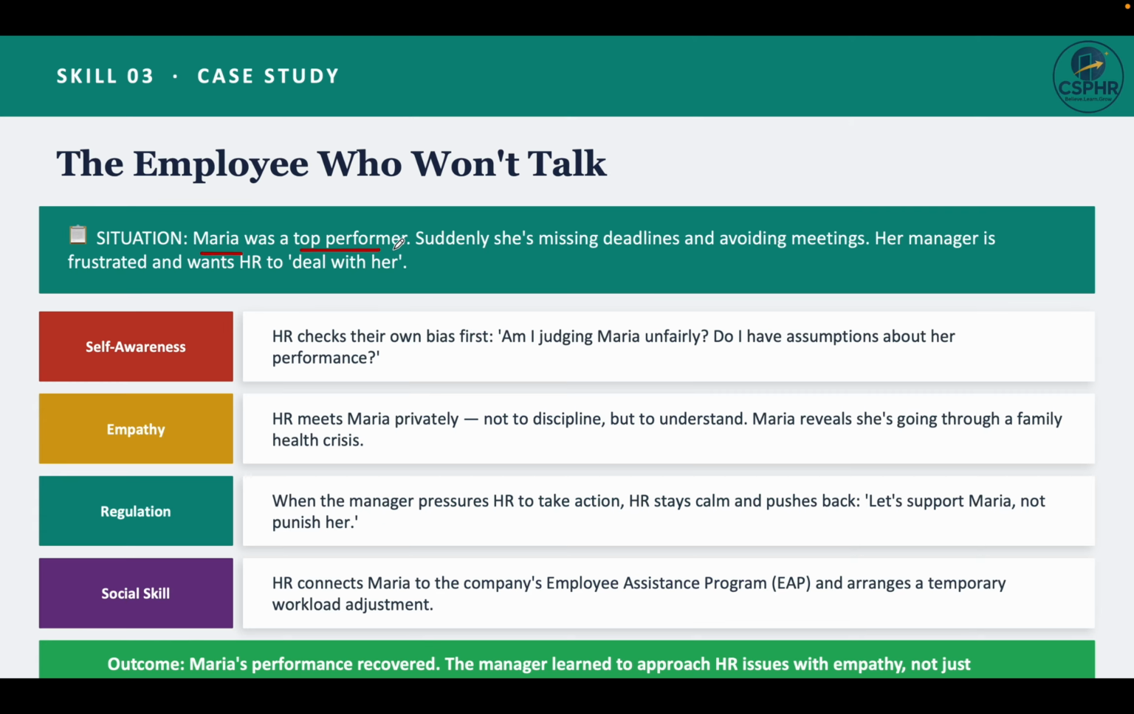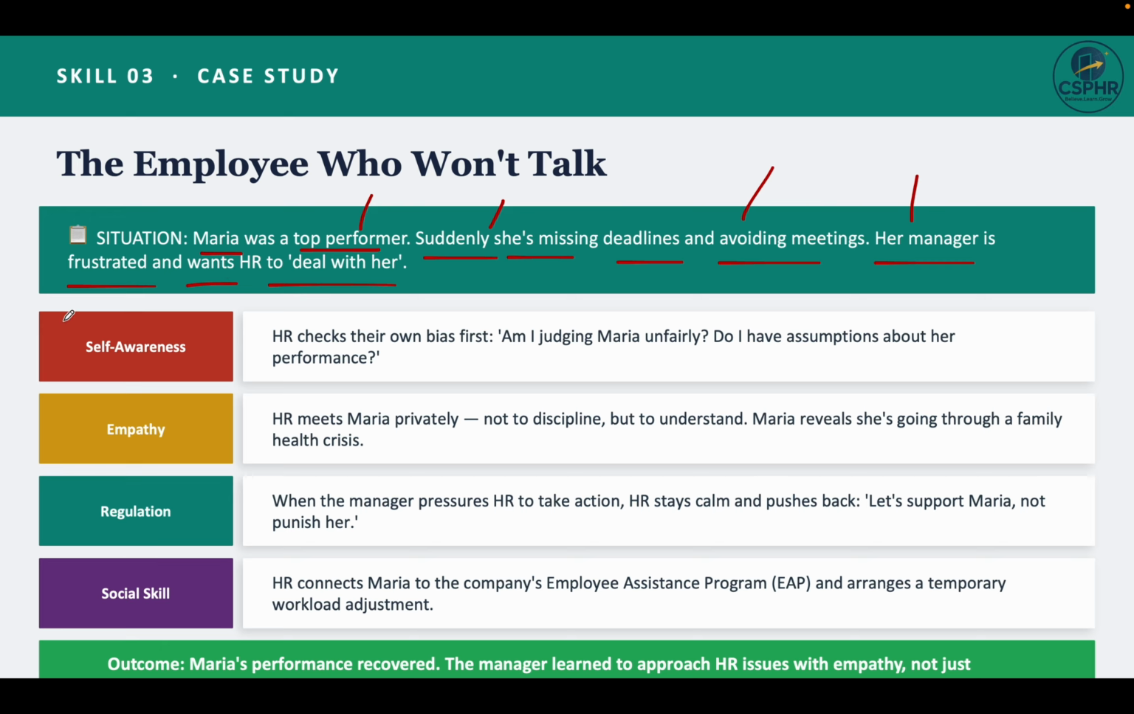Maria was a top performer. Suddenly, she is missing deadlines and avoiding meetings, and her manager is frustrated and wants HR to deal with her. So Maria is a top performer. She is not able to meet deadlines and is avoiding meetings, and her manager is not happy, and that's why her manager informs HR to deal with her.